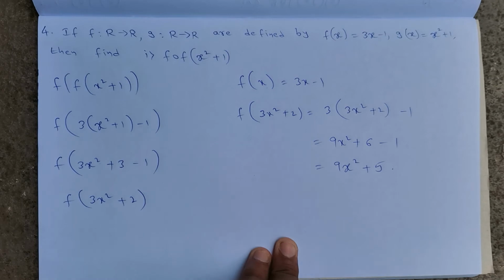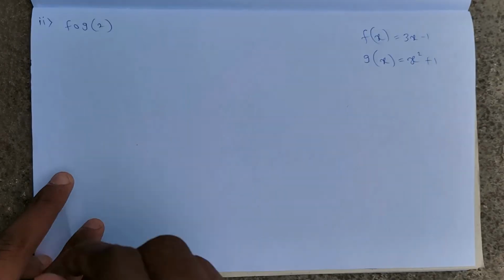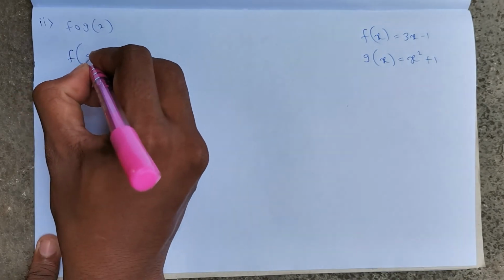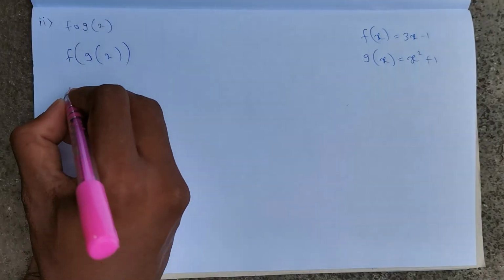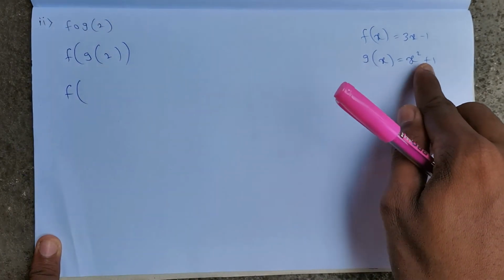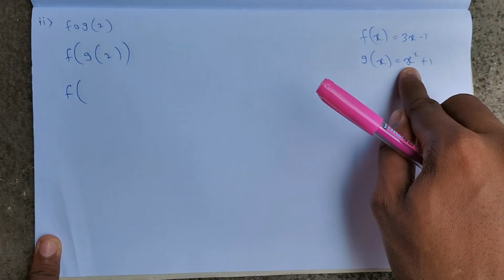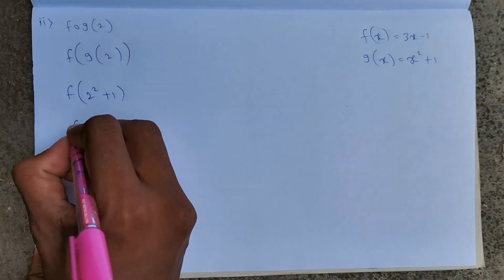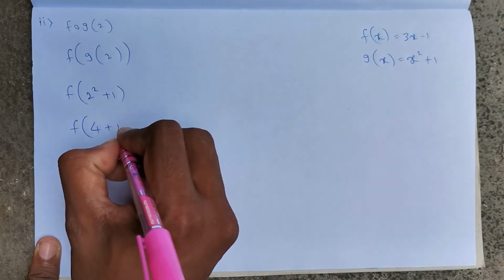Okay, let's move to next question. Okay, the next question is, what is the value of f of g of 2? So here f of g of 2 can be written as f of g of 2. So f of, what is the value of g of 2? G of x is given as x square plus 1. So in the place of x we need to substitute 2. So 2 square plus 1. 2 square is 4 plus 1.